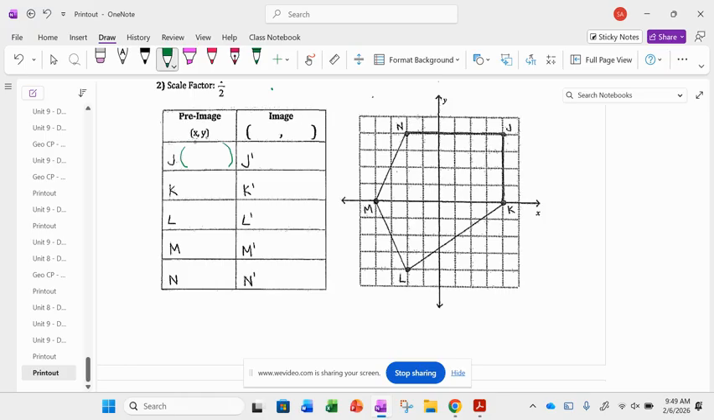Noah, could you tell me the pre-image coordinates for J? Yeah, you got it. 4, 4. Leilani, could you tell me the pre-image coordinates for K? You got it. Kate, could you tell me the pre-image coordinates for L?